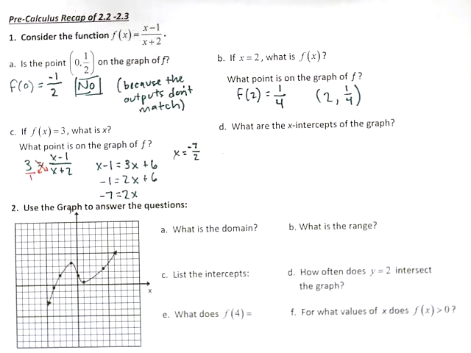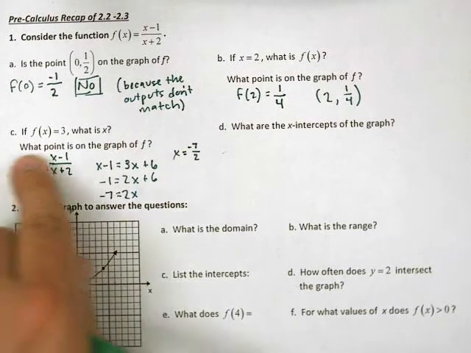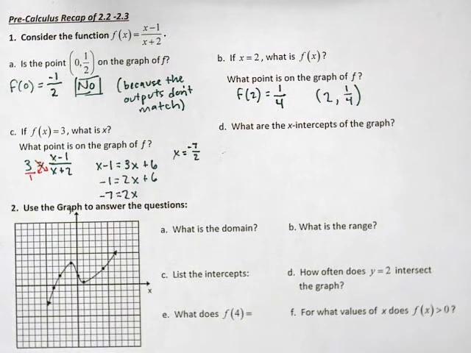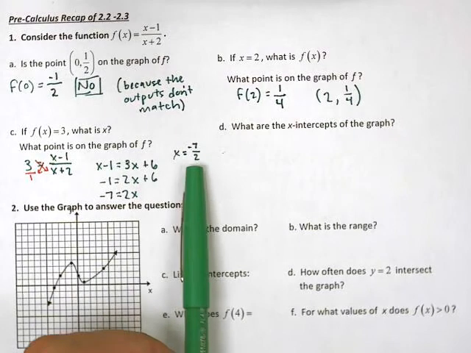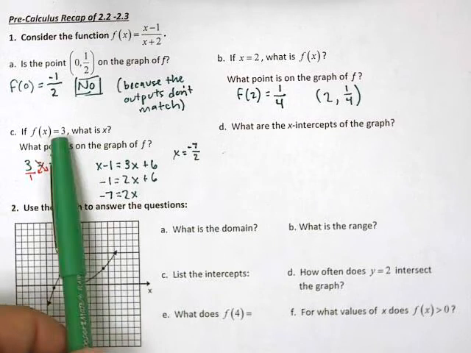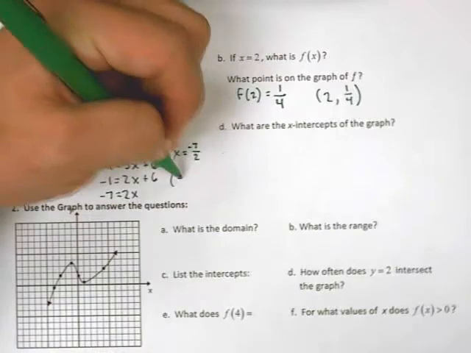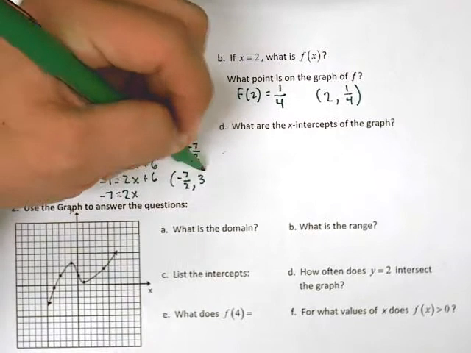To finish this, though, let's see what it asks. It says to find that point again. So we know that we got an x value of negative 7/2 when the output, or when the y value, is 3. So we just write it, negative 7/2, comma, 3.